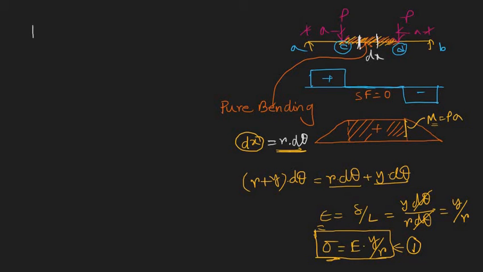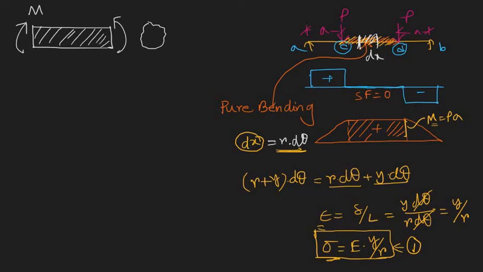Okay, so in this part of the beam, the bending moment is acting as M. Now, along the cross section, if we look at the cross section, let's say the cross section is this one. We don't know the exact cross section, maybe anything. So this is the cross section.